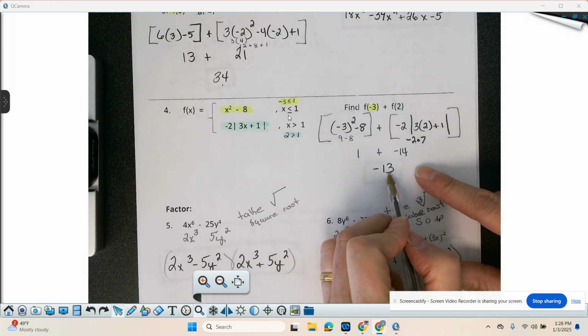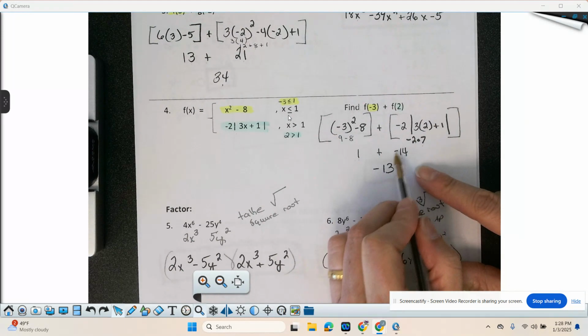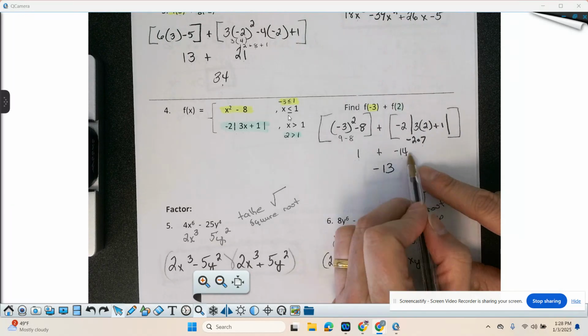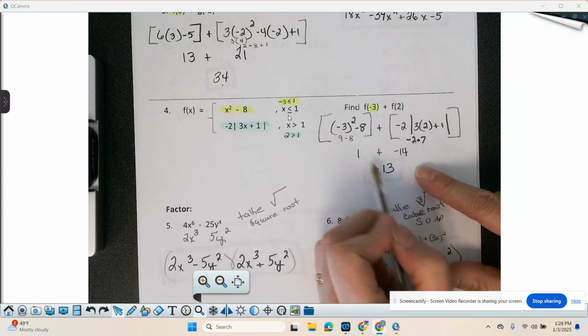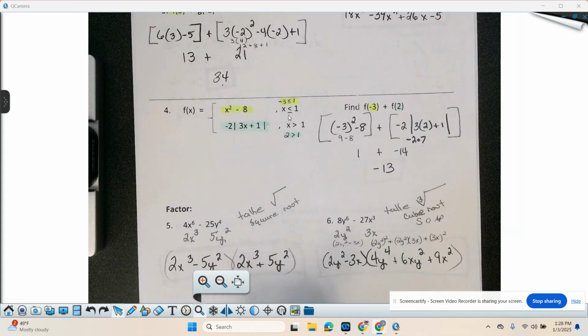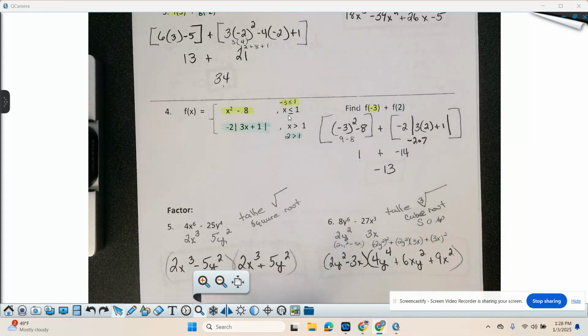Remember, if the signs are different, you keep the sign of the larger number and take the little one away from the big one. So 14 minus 1 is why it's 13, and it's negative because 14 was the bigger number and it was negative. You had more negatives there. So your answer remains negative.